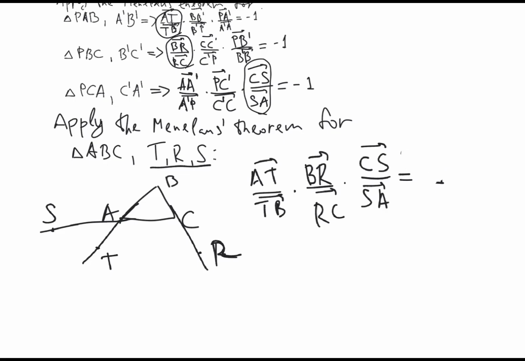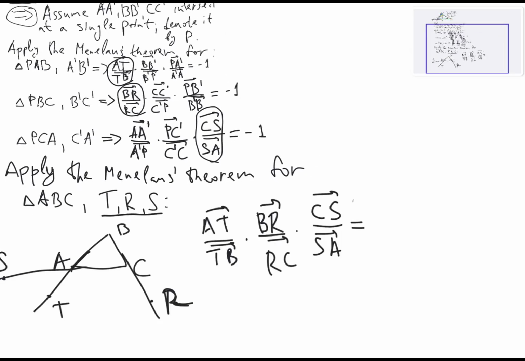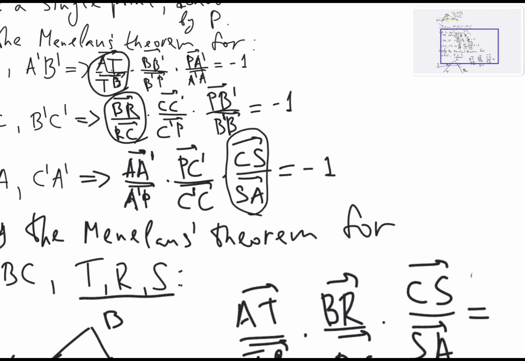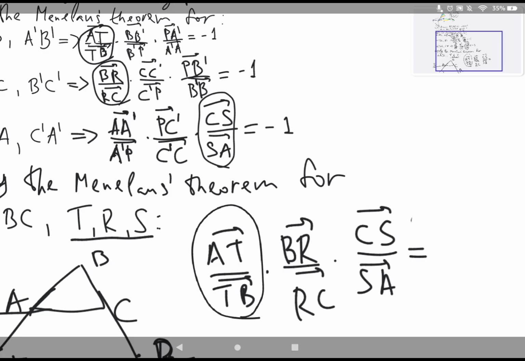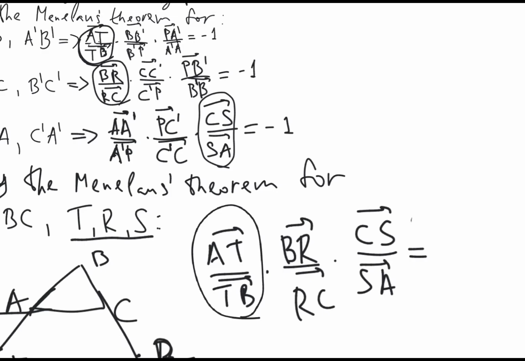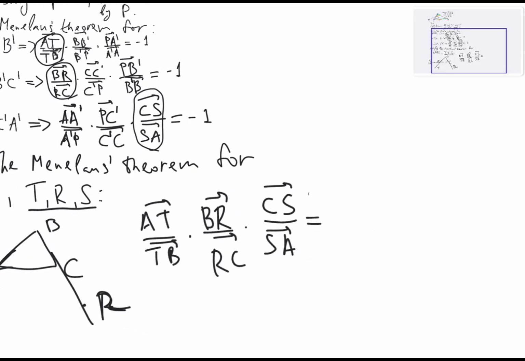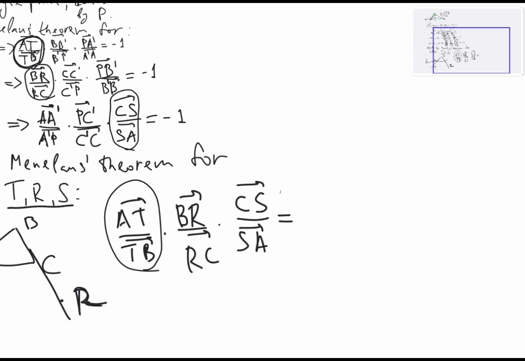Okay, so let's calculate this product of the ratios. Now we extract these three ratios from the three equalities that we wrote, the Menelaus's theorem that we wrote for these three triangles above. So the first one, we notice that AT over TB is exactly this first ratio, AT over TB. So this can be replaced by minus, and then we write basically the inverted two other ratios.